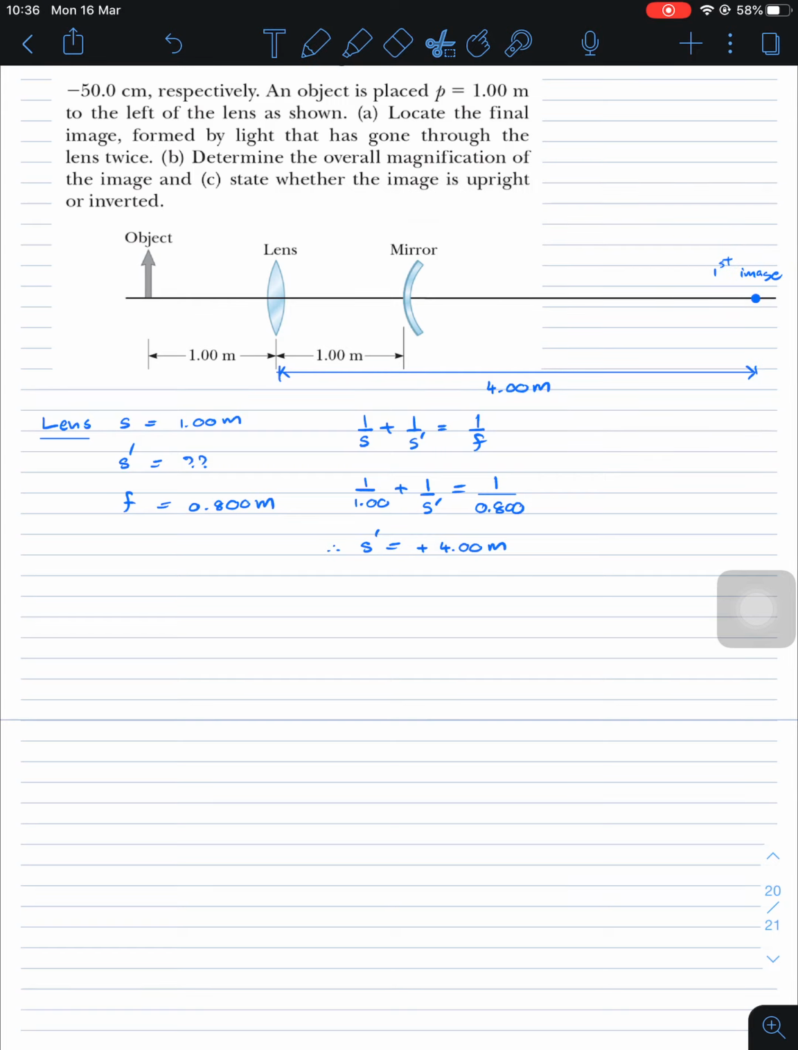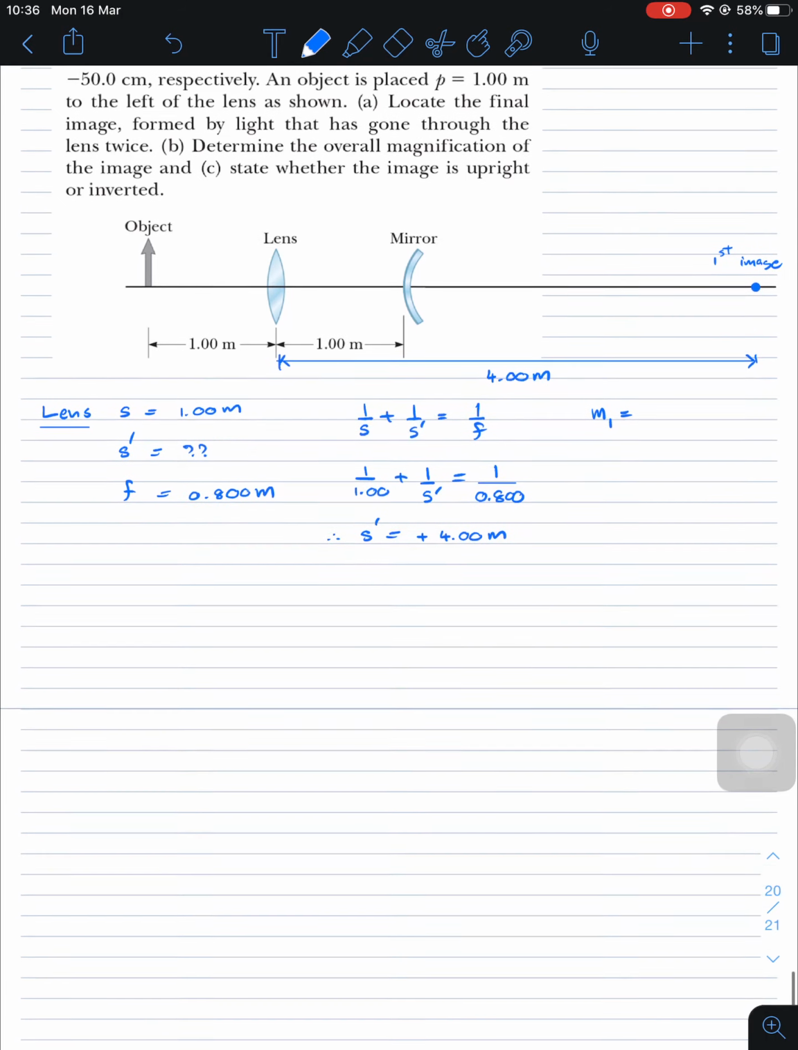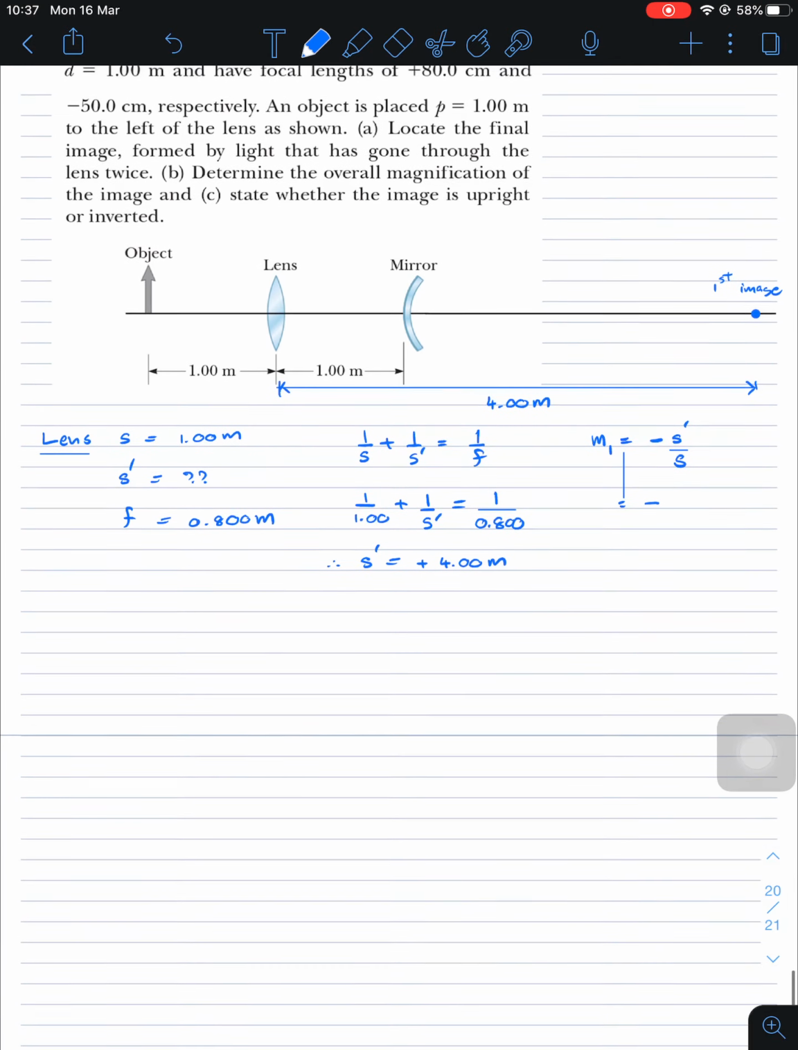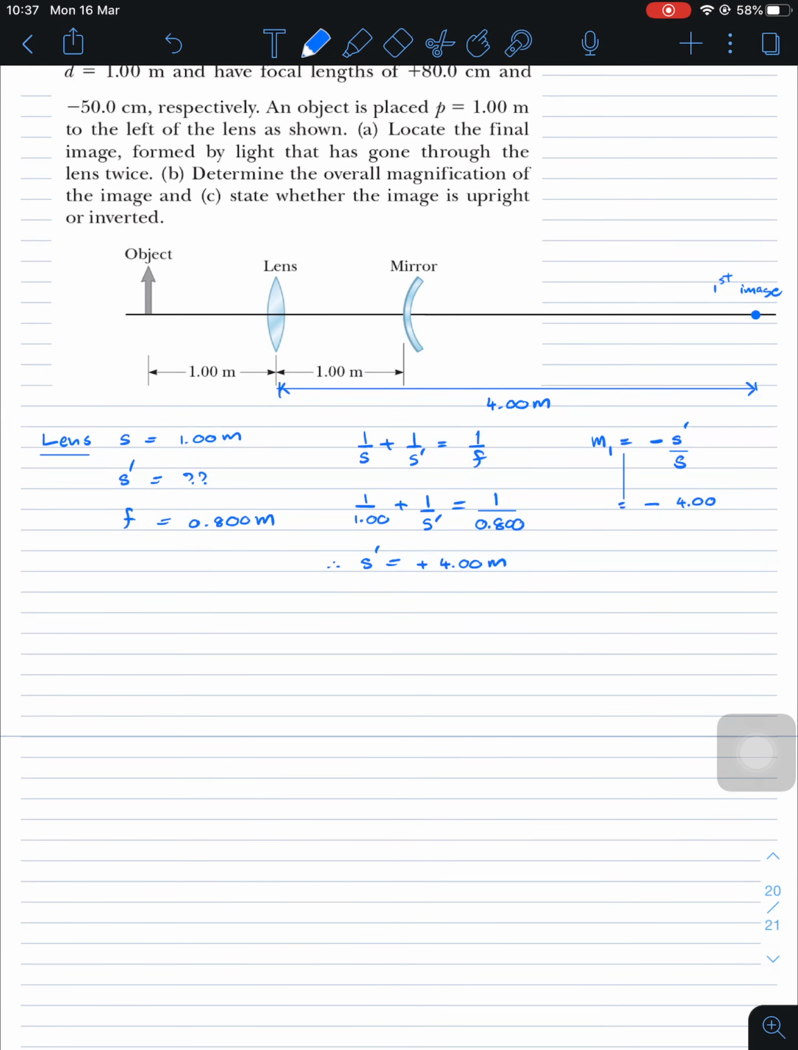Let's calculate the lateral magnification M1 for the first lens. M1 equals minus S prime over S, which is minus 4.00 over 1.00. So M1 equals minus 4.00. It means that the image from the lens is inverted because we have the negative sign here, and it is larger than the object by 4 times.